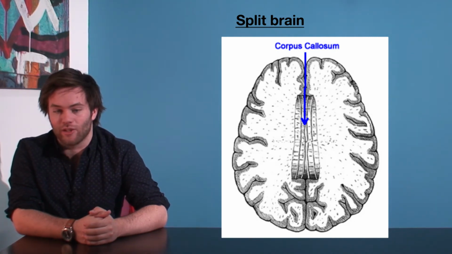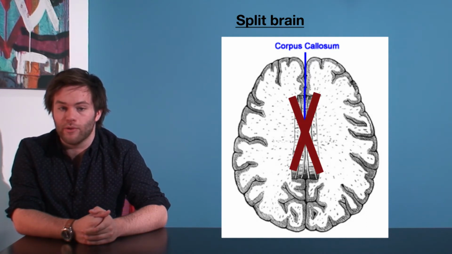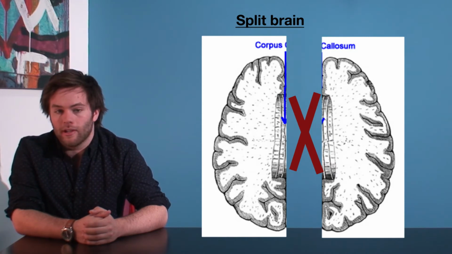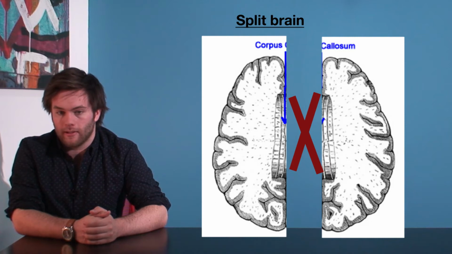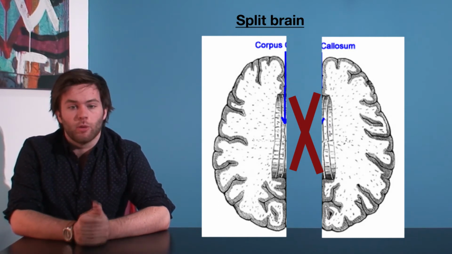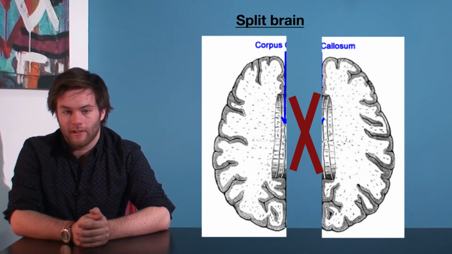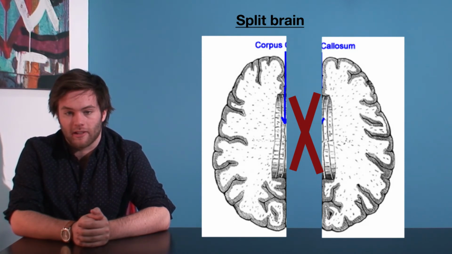Sperry and Gazzaniga used split brain patients, that is, people who had had their corpus callosum removed, as participants in their studies. At this point, you might be wondering why these people had their corpus callosum removed in the first place. Sperry and Gazzaniga certainly didn't remove them themselves. Back in the day, it was thought that removing the corpus callosum might help with the reduction of epileptic seizures. So Sperry and Gazzaniga had these participants with split brain and wanted to test the effects of hemispheric specialisation.